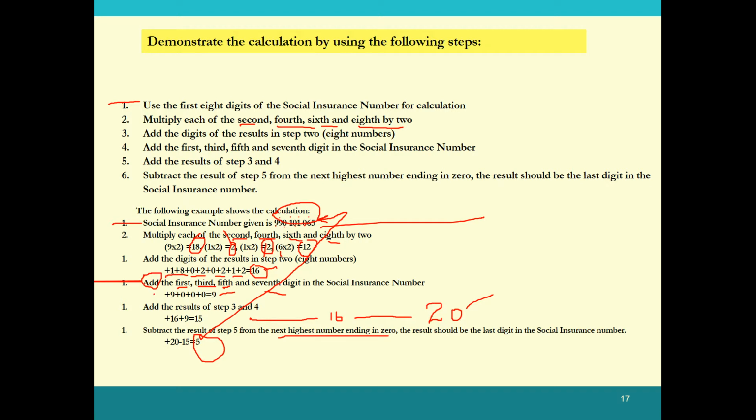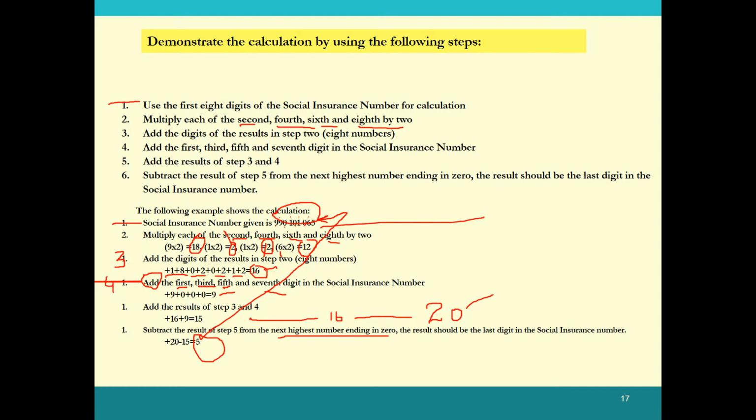Okay. So what do we do? So, total is 9. Now, add the result of step 3, which is here, this is step 3. There is some arrow here. This is step 4. Okay. Add the result of 3 and 4.